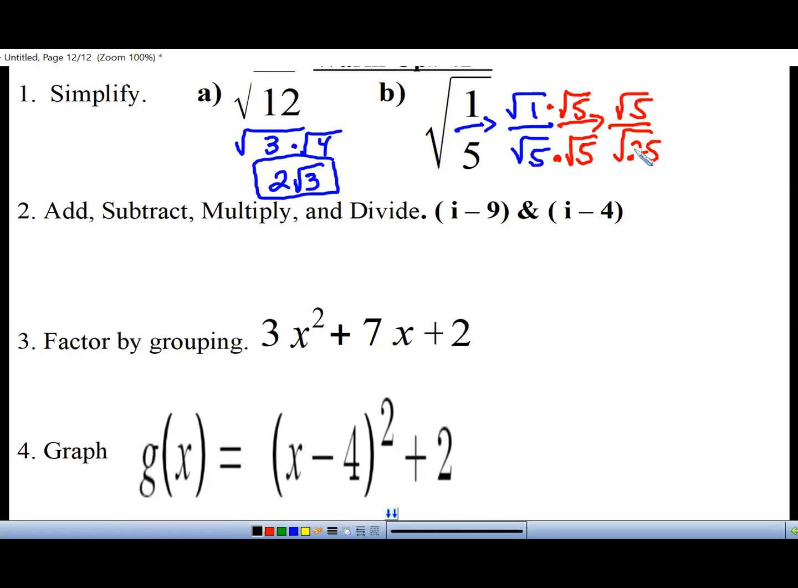And if I simplify that, let's see. Numerator stays at square root of 5. I can't simplify anymore. Square root of 25 is 5. And now this is simplified because we no longer have a radical in the denominator.